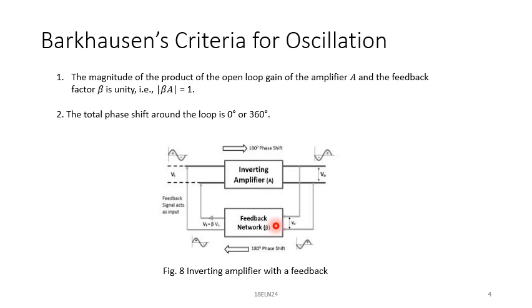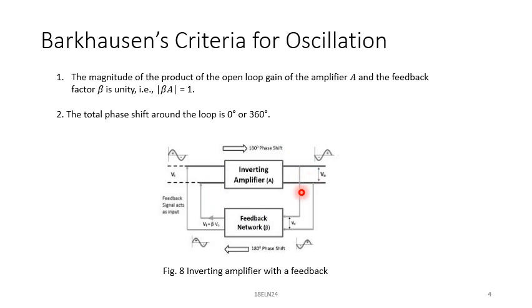And the second one is the phase shift around the loop. Around the loop means from input through this amplifier, then through this feedback network, again to the input. The phase shift around the loop should be 0 degree or 360 degree. So generally in any oscillator circuit, suppose I consider this an inverting amplifier, it will provide a 180 degree phase shift, and the remaining 180 degree phase shift I would provide by using this feedback network. So if I add 180 plus 180, you get the phase shift around the loop as 360 degree.